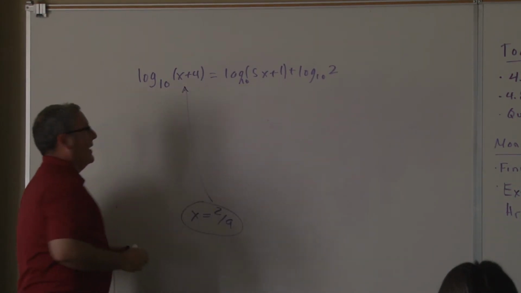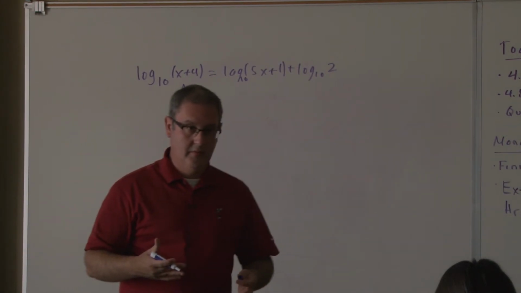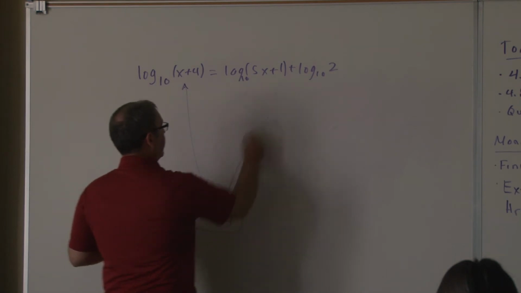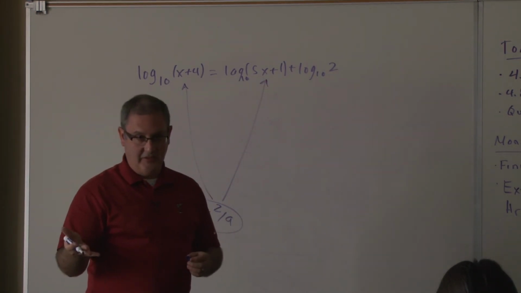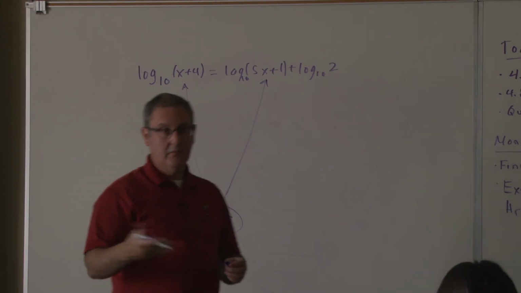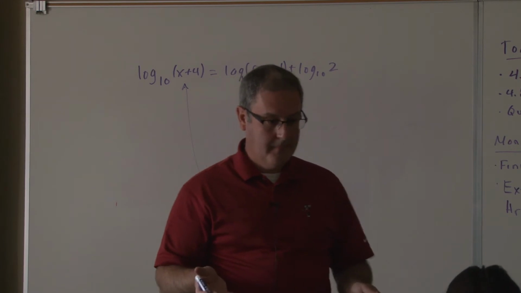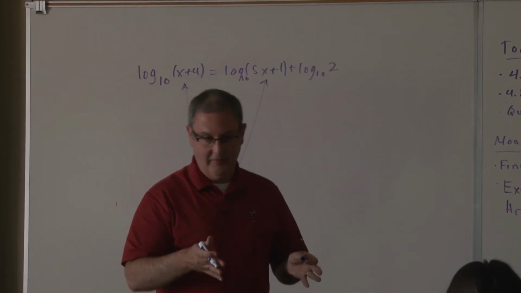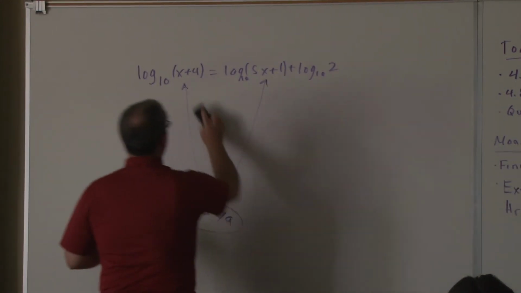If I plug that back in there, is the interior of the log positive? Yes, so that one should be okay there. If I'm plugging it in there, 5 times a positive number is still positive. If I add 1 to it, that's still positive. So I'm not taking the log of a negative number anywhere. So you'd have to plug it into each one. And if either one gives you the log of a negative number, then we have an issue. Okay? So it all looked good to me.